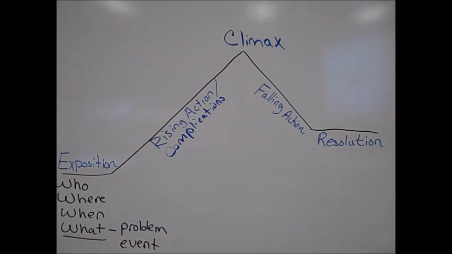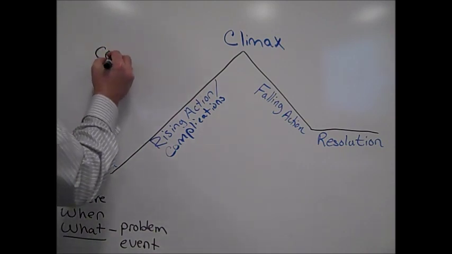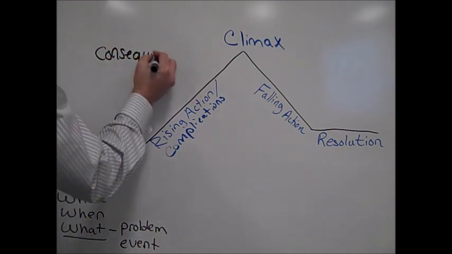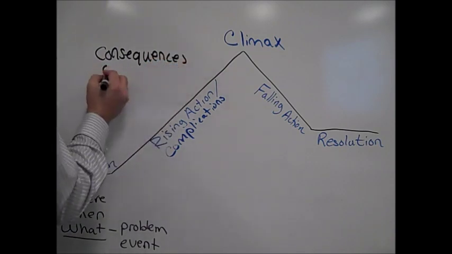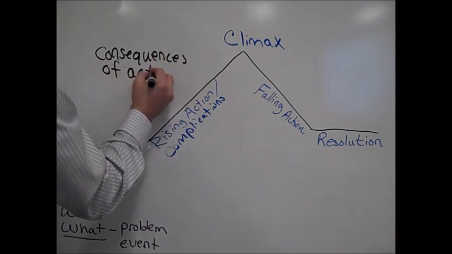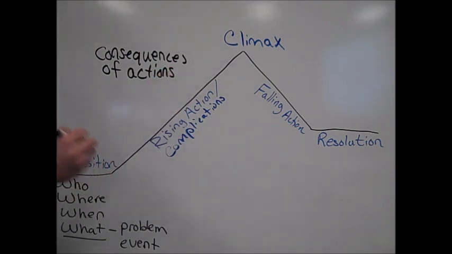Once the problem and event has been established, we move to the rising action or complications. In this part of the story, the problem or event become harder to solve or become complicated in some way. We begin to see the consequences of actions. These consequences of actions eventually lead us to the climax.